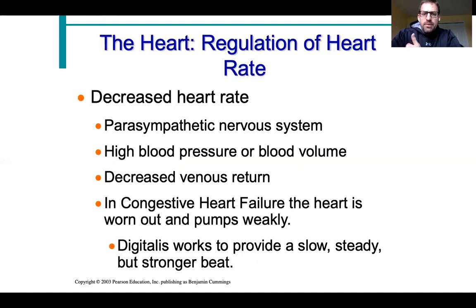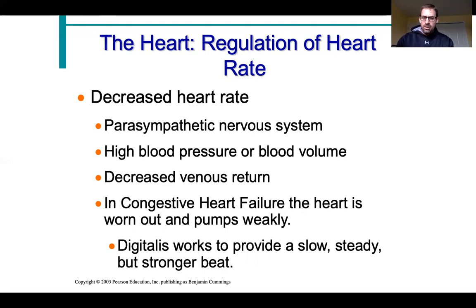When does your heart rate drop? When the parasympathetic nervous system is activated during times of resting or digesting. When your blood pressure or blood volume increases, your heart rate will be stimulated to decrease. If you have less blood returning to the heart, that will cause your heart rate to go down.